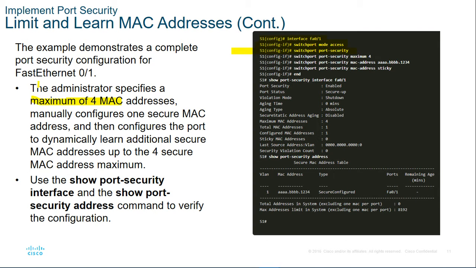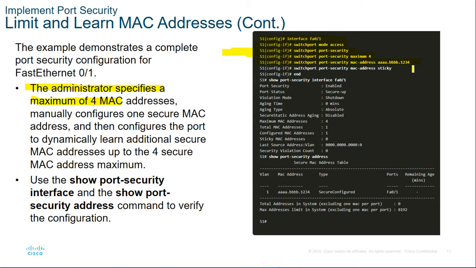Next, as per the instruction, the administrator specifies 4 MAC addresses on the interface F0/1. He is going to allow 4 MAC addresses. For that, the command is switchport port-security maximum 4. Next, the MAC address of the device is configured manually. So for that, he is manually configuring the MAC address AAAA.BBBB.1234. This MAC address is configured manually.